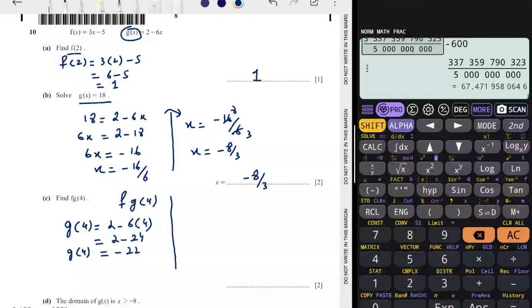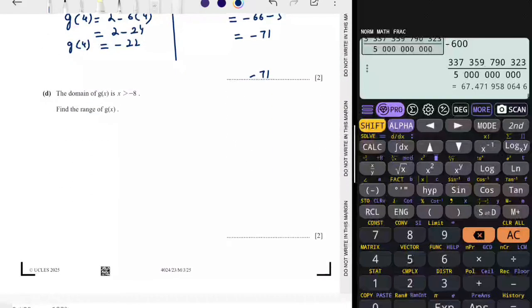Now we have to substitute this value in place of the f(x) function. So f of minus 22 is equal to 3 times minus 22 minus 5. This becomes minus 66 minus 5, minus 71 would be the answer.